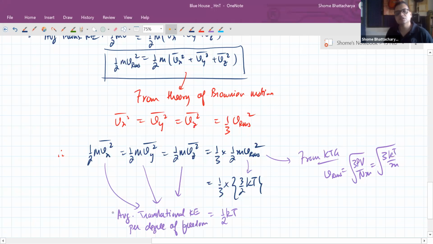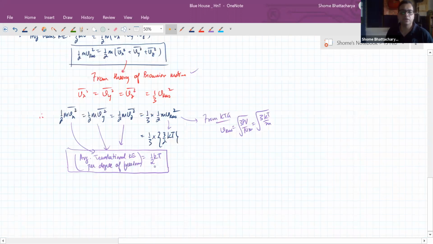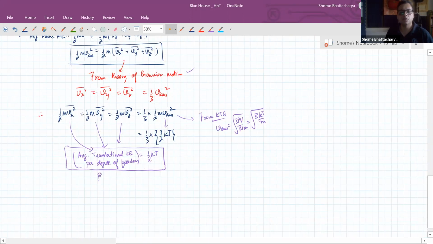We'll make a short form for this term also later. But as of now, you can see that based on combining all the concepts that we've learned, the definition of VRMS, the specific nature of Brownian motion, and the assumptions of the kinetic model, all three things combined give us this result that the average translational kinetic energy per degree of freedom is 1 by 2 kT. Per degree of freedom per molecule, obviously.